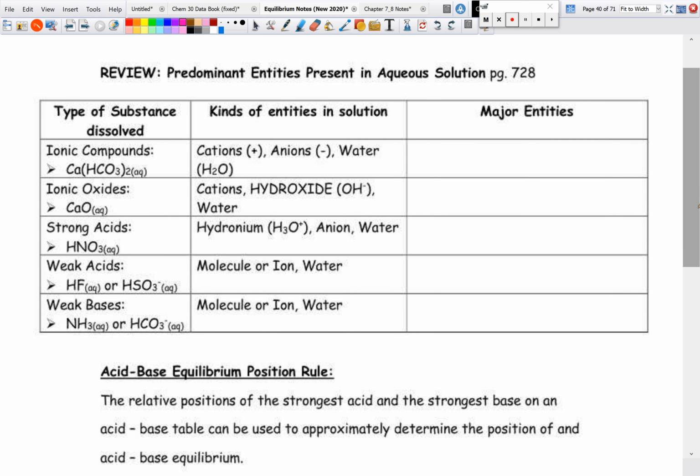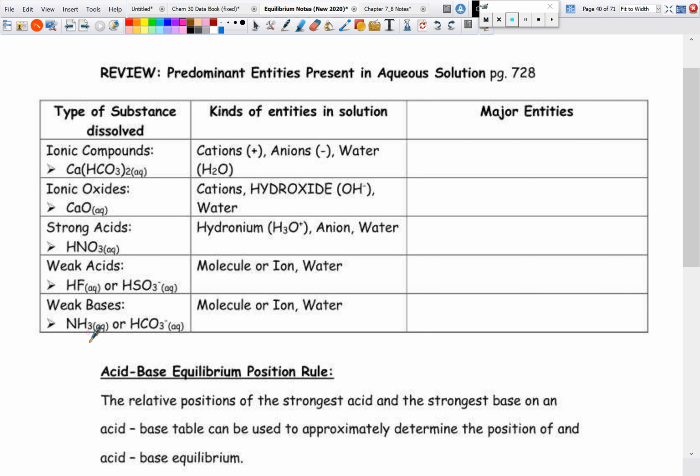Now, we are going to have to go back and remember how to write entities in solution. We did this a lot in the electrochemistry unit, because when we did our 5-step method for predicting reactions, we needed to be careful on how we wrote things in solution. And this is going to be the same here. So we have our types of compounds right here: ionic compounds, ionic oxides, strong acids, weak bases.